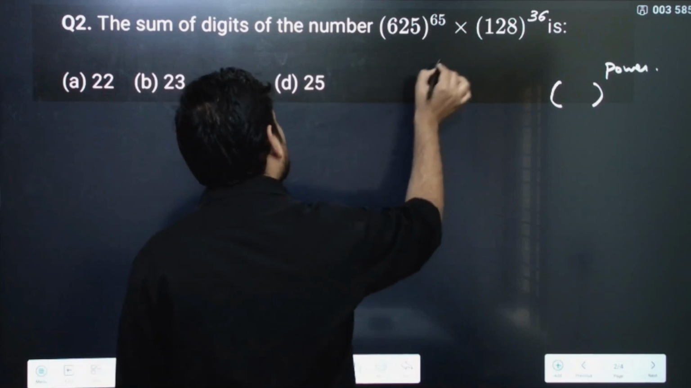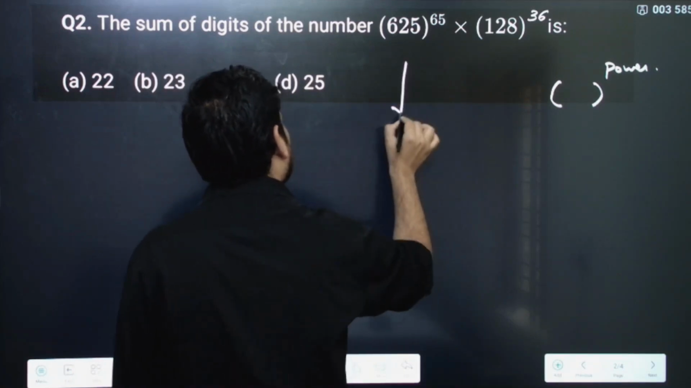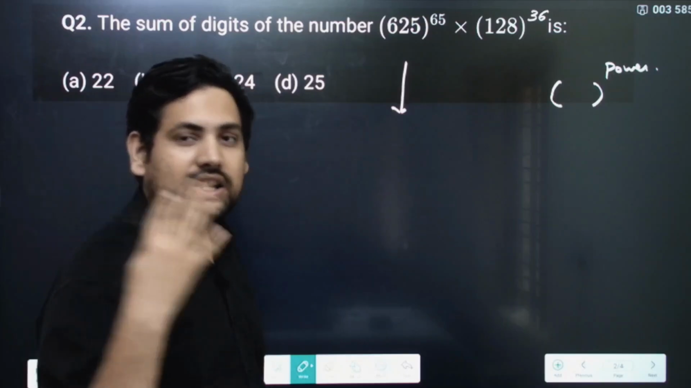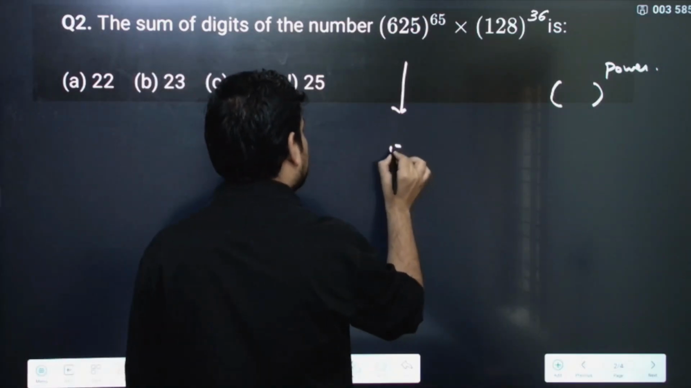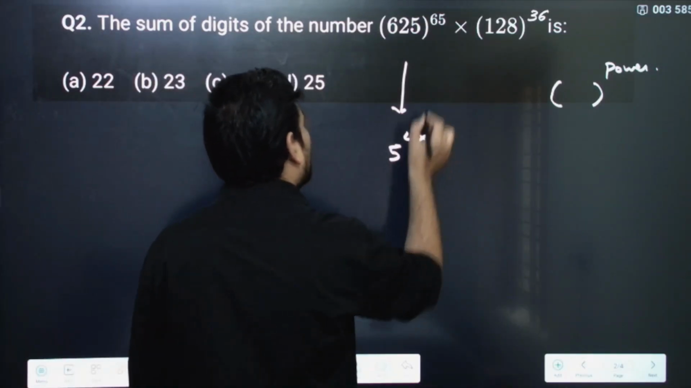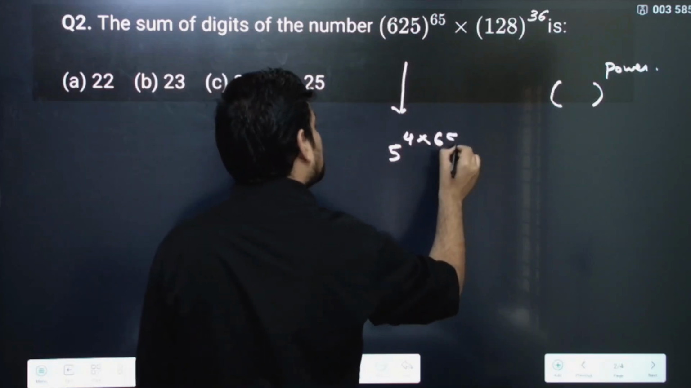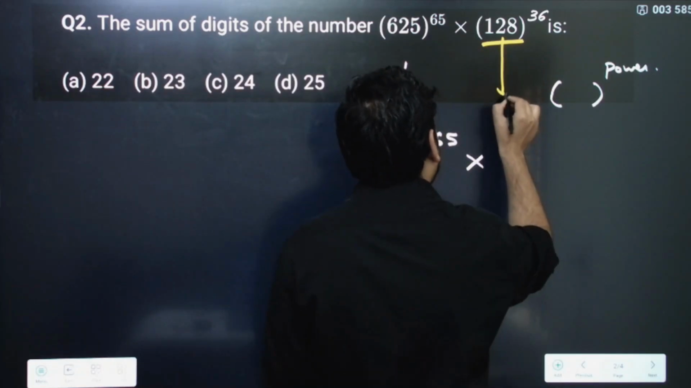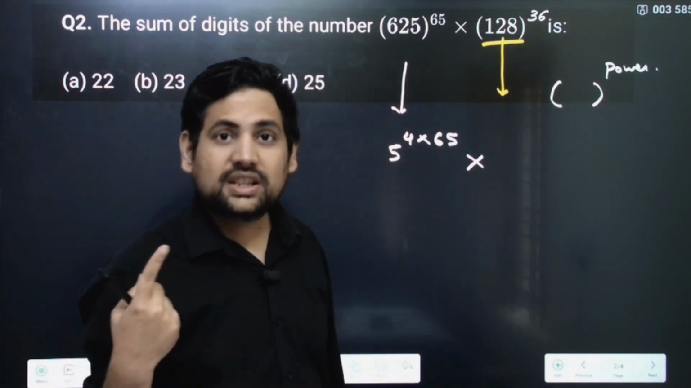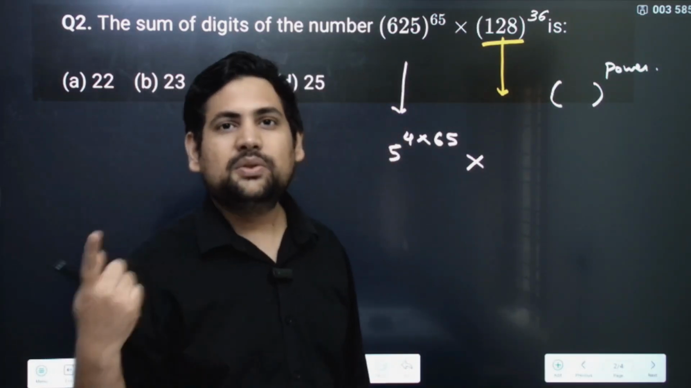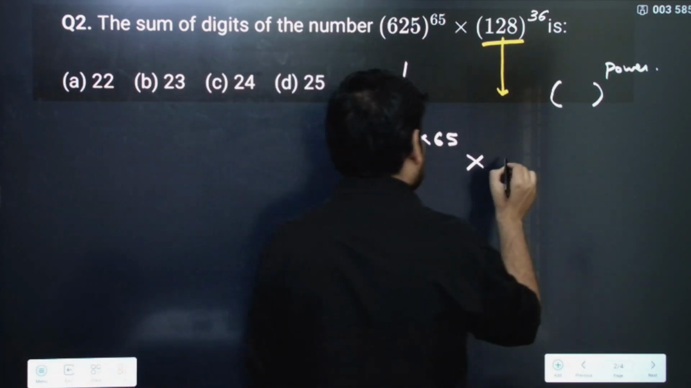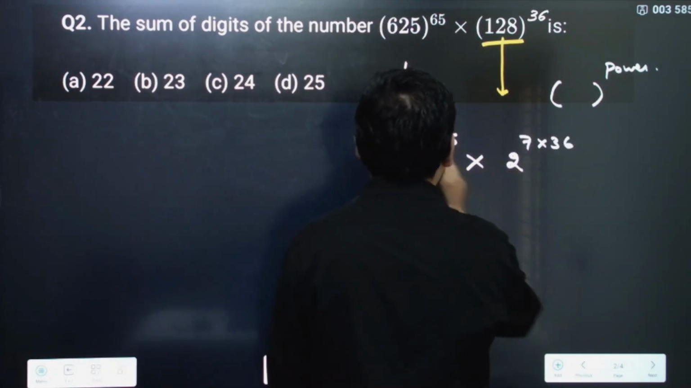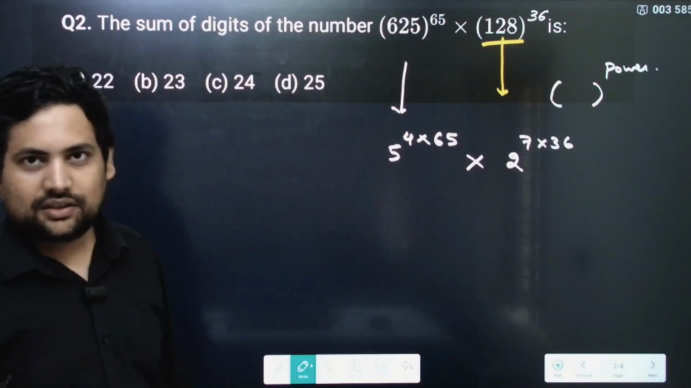So here, what is 625? 5 fives are 25, 25 fives are 125, 125 fives are 625. So that means this is 5 power 4. Now, of course, this will be multiplied, so 5 power 4 into 65. Now 128 is what? 2 power 6 is 64, correct? 64 into 2 is 128. So this is essentially 2 power 7 into 36. Can you feel this? This is fine.